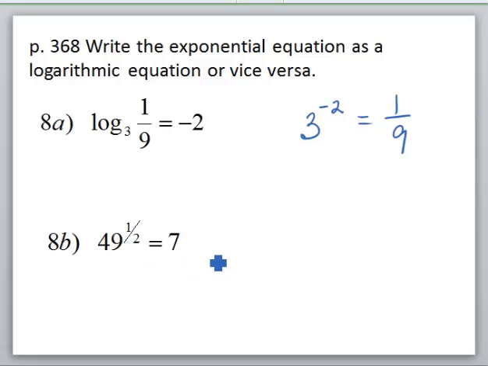On the next part here, we're supposed to write it as a logarithmic equation because it's in exponential form. So I'm going to say log, my base is 49. The answer is 7, equals the exponent part, 1/2.